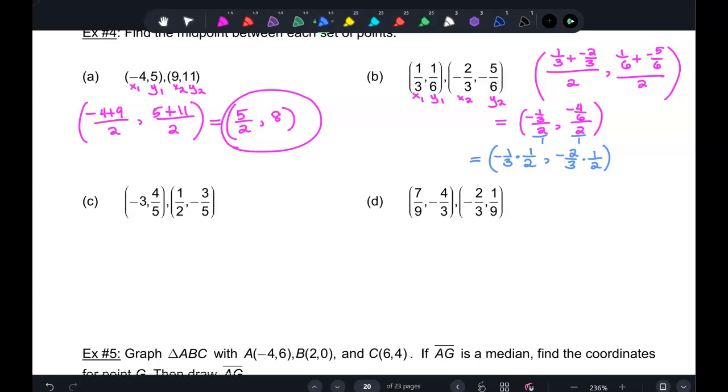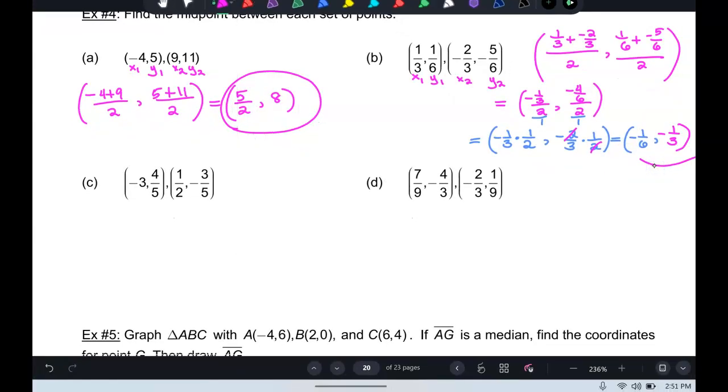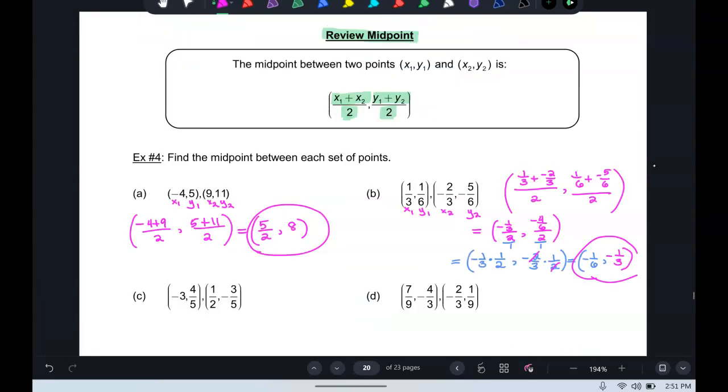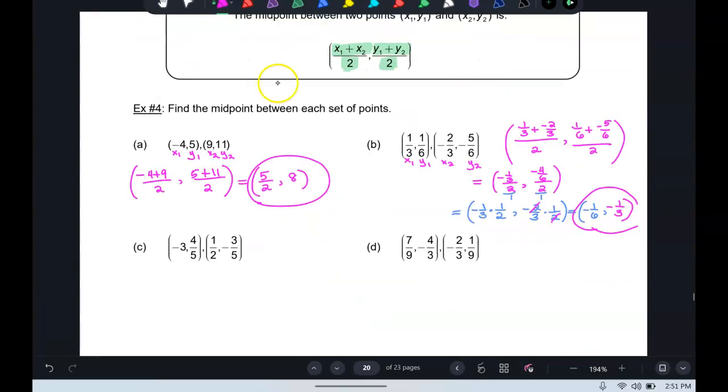We're almost done with this one. So negative 1/6. That one is negative 2/3, because negative 4/6 is the same thing as negative 2/3. What happens with the 2's here? They cancel each other out? But those are two different numbers. How are they the same thing? They're the same. 4/6 is the same as 2/3, because you divided by 2.